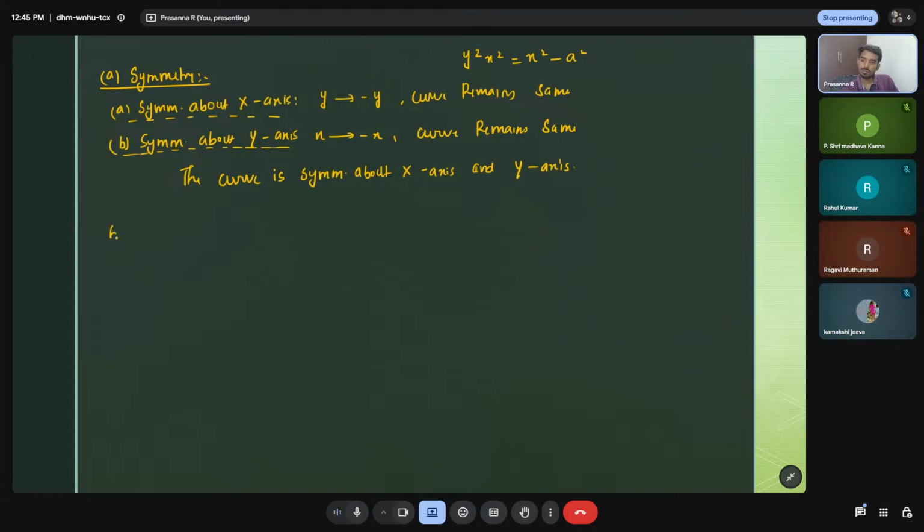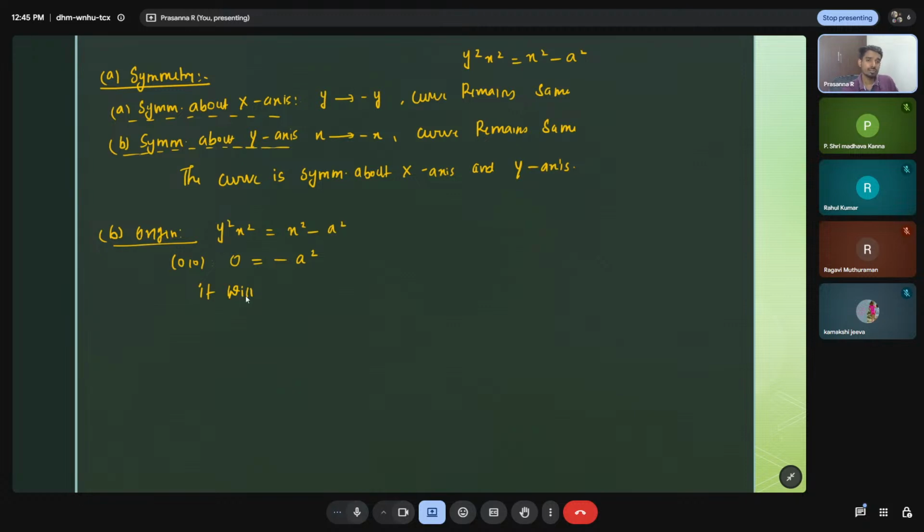Right? Now we'll check whether it is passing through origin or not. The equation is y square x square is equal to x square minus a square. Now you substitute 0 comma 0. So we have 0 is equal to minus a square. If a is 0, it will pass through origin. If a is not 0, it will not pass through origin. Depending upon the value of a, it will pass or not pass.